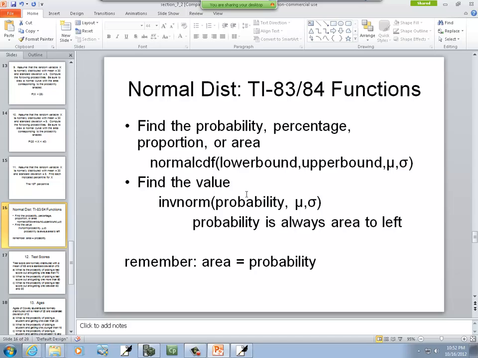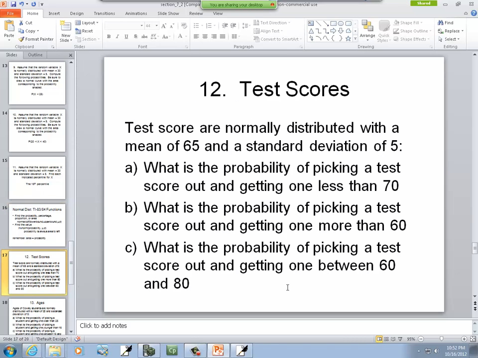For the normal distribution on the TI-84, if you're asked to find the probability, percentage, proportion, or area, those kinds of things all are the same item, you're going to use normal CDF, lower bound, comma, upper bound, comma, mean, comma, standard deviation. Now, if it asks you to find the value, you're going to use Inv Norm, and then the probability will be the first thing you pass in, and that's always the area to the left. And then your mean, and then your standard deviation. And again, below I say, remember, area is equal to probability. Well, let's take a look at doing some of these on the calculator then.